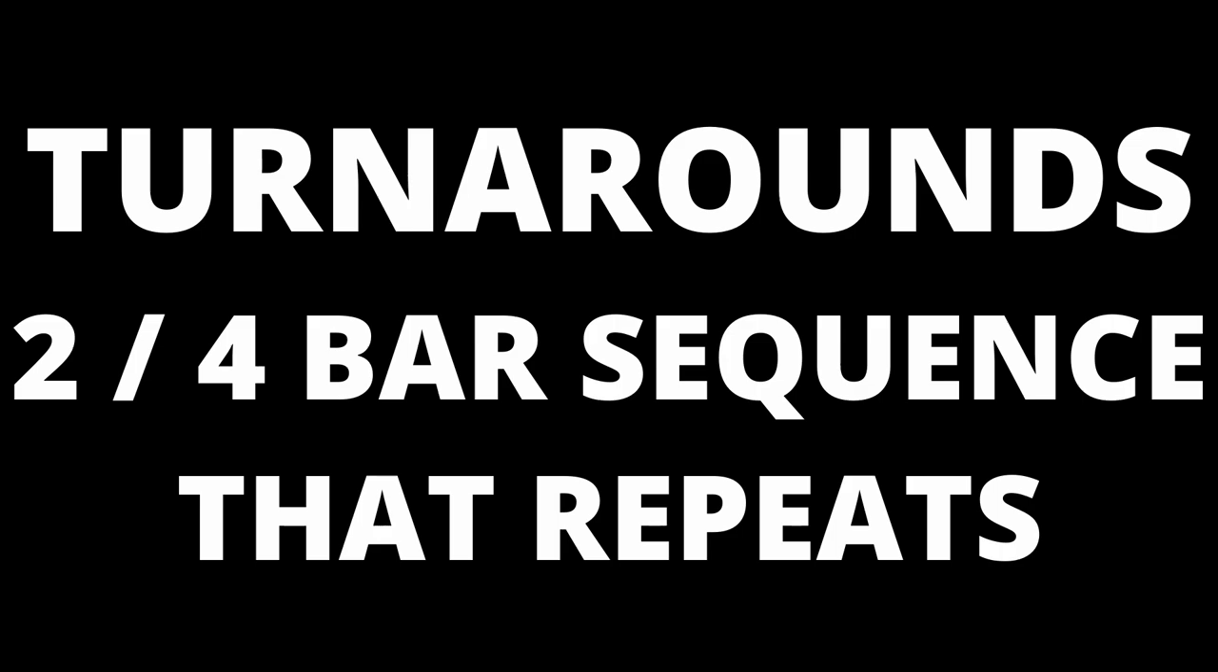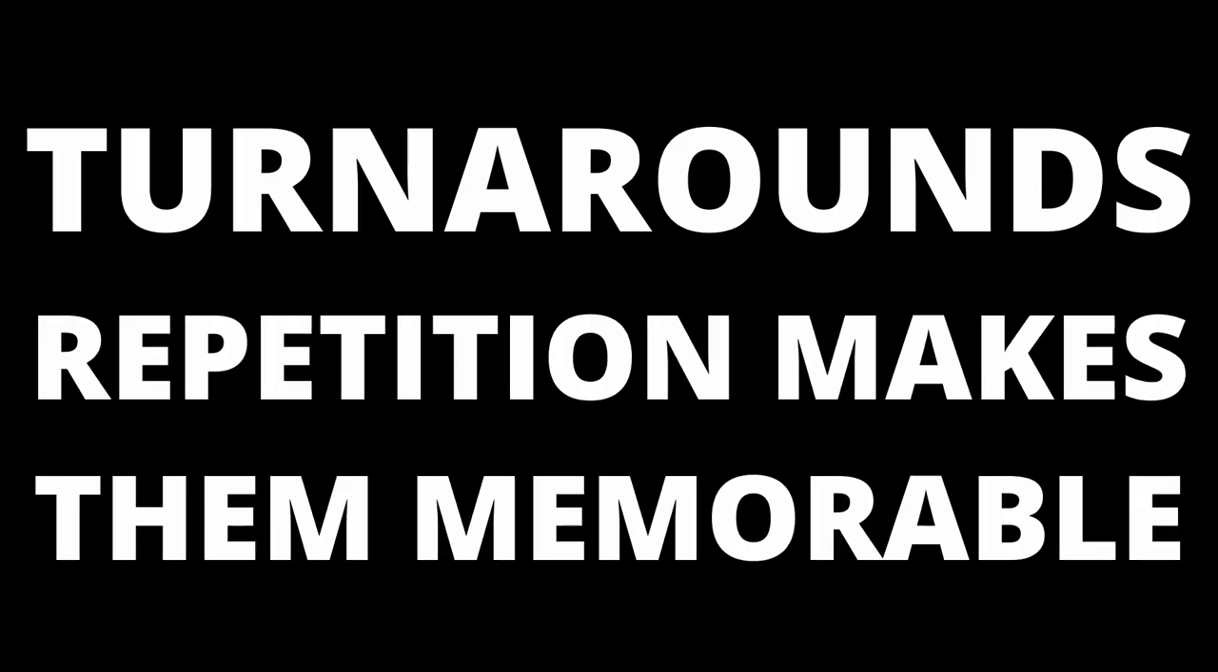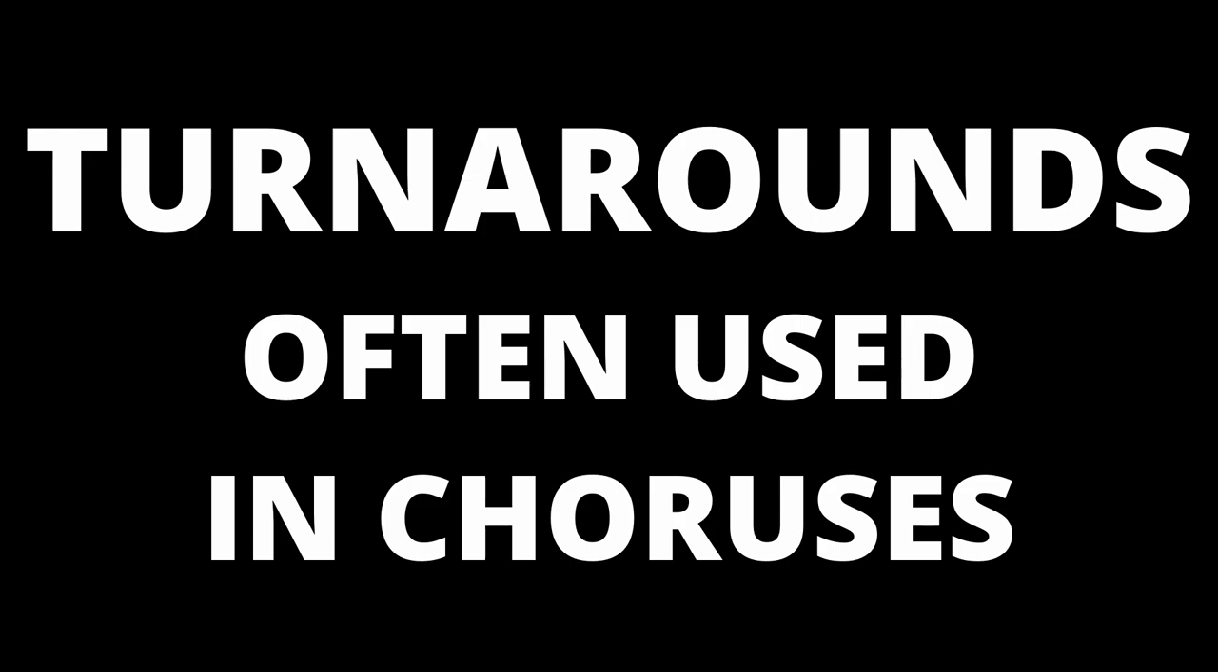Let's now discuss turnarounds. A turnaround is a chord progression, usually 2 or 4 bars, that loops several times or turns around. Their repetition is important in making song parts memorable. For this reason, they are often used in choruses. If you look at the chorus of the song we've created so far, you will see that it is a turnaround. Turnarounds are found everywhere in popular music. We'll discuss them further later on, but just be aware of them for now.